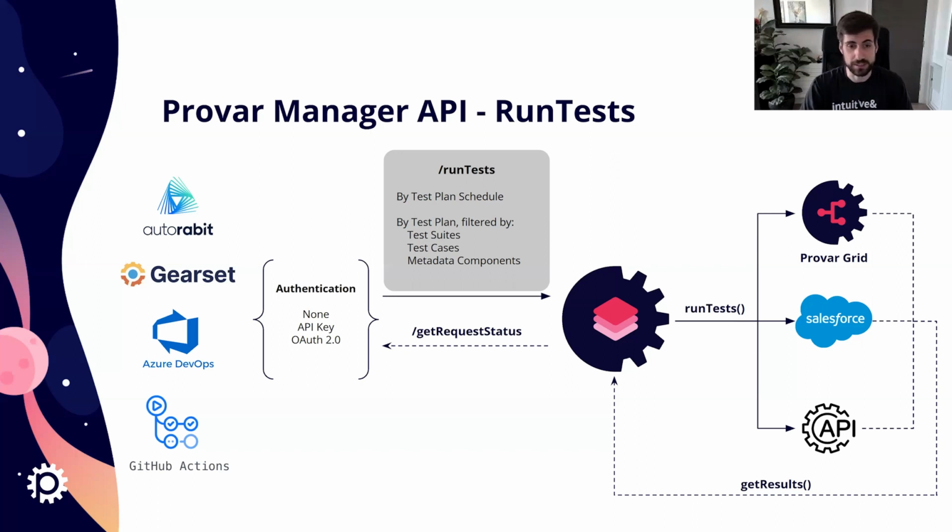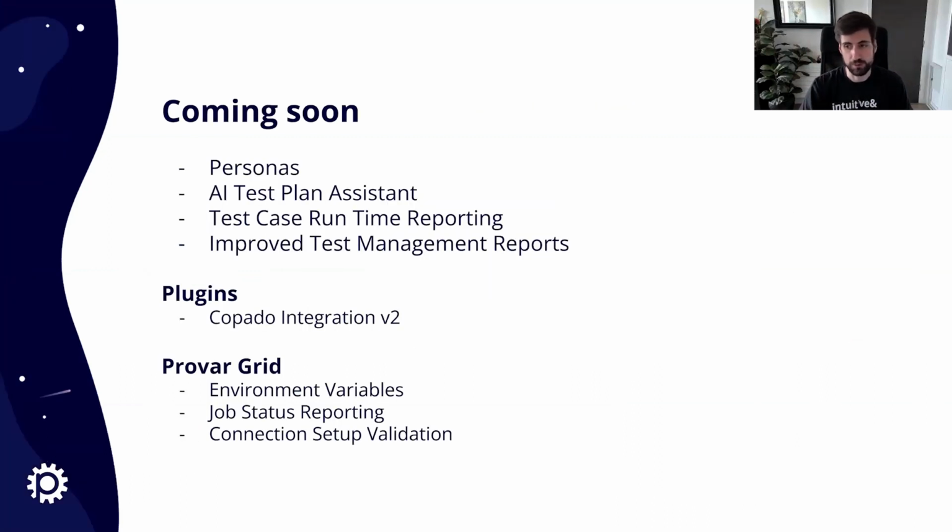That's where Manager's intelligence comes into the picture. And then, as you see on the right-hand side, you can call your Provar test cases and run those on Provar Grid. You can run Apex unit test cases on Salesforce, or you can just call any external API you may have, maybe a Jenkins server running something else. Finally, you get the results, and from your pipeline, you can call the API again to get the request status. So I think it will be very helpful for those that are using external systems.